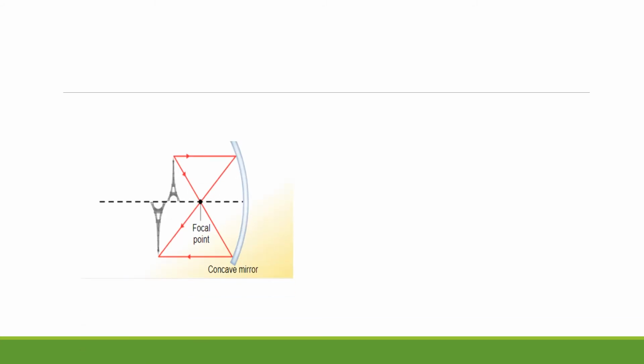To see the difference between a real image and a virtual image, I want you to look at this picture. If the object is farther away from the mirror than the focal point, the reflected rays form a real image. Unlike a virtual image, a real image can be projected on a surface such as a piece of paper. Real images are upside down. A real image may be smaller, larger, or the same size as the object.